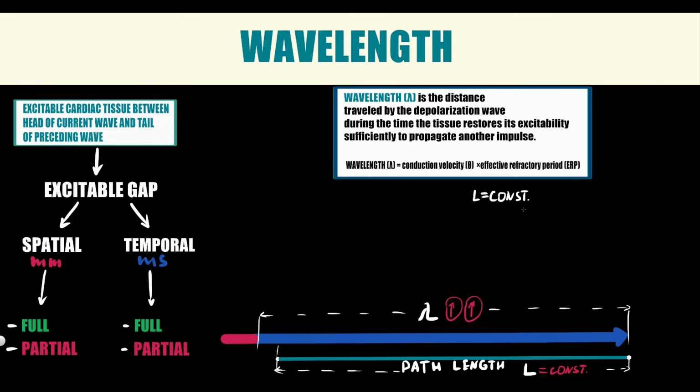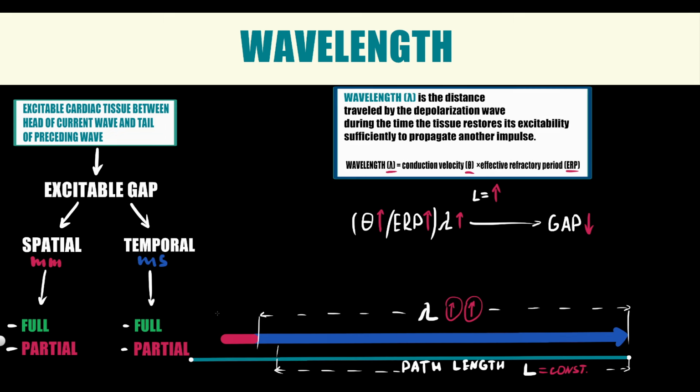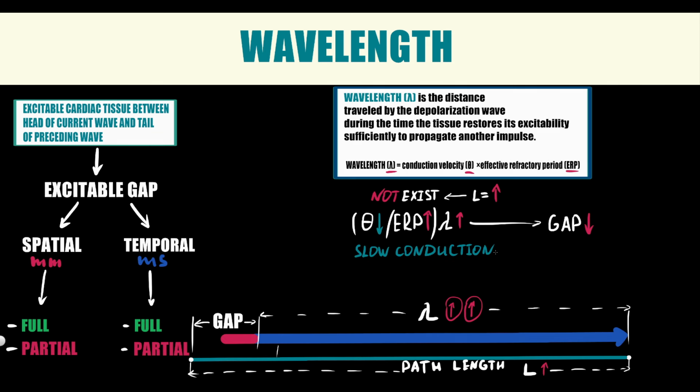So if the path length is constant, either conduction velocity or effective refractory period prolongation leads to excitable gap shortening, that in turn finishes the reentry or needs the path length prolongation. But path length prolongation is limited by the relatively small amount of cardiac tissue. Therefore, slowing of conduction that leads to wavelength shortening and excitable gap prolongation is crucial to reentry maintenance.